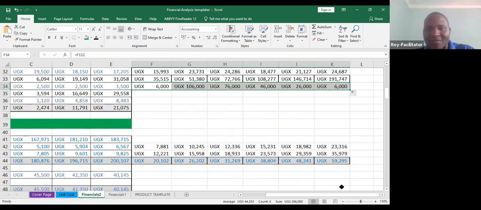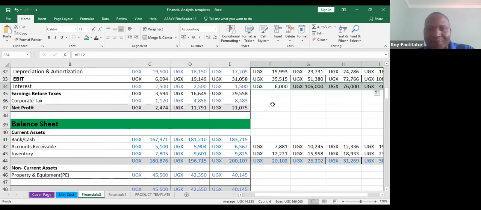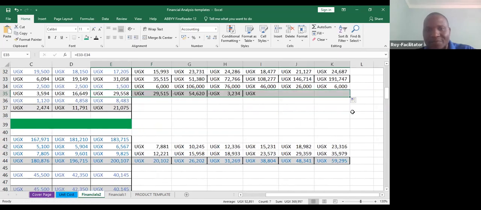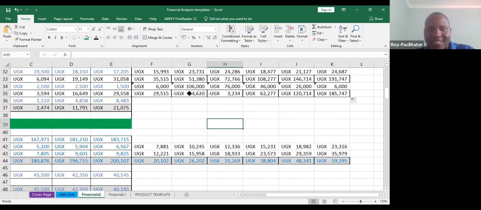Now I've already picked interest. What else do I need to do? Then I need to calculate earnings before taxes. Because there is already an existing formula, I'll just take the formula and extend it to the others. As you can see, in some cases we are making losses in the next 2 years, but that's fine.